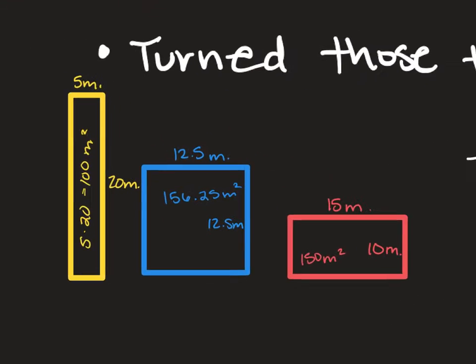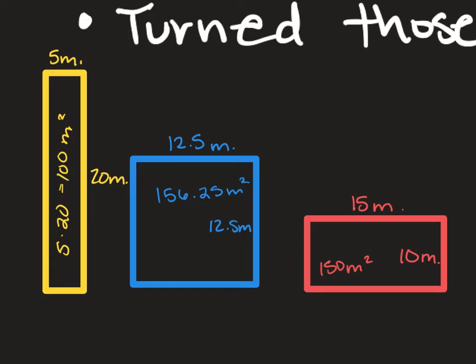Then y'all took a turn into fence land, where we were 5 meters and 20, 12 and 12, 15 and 10. All 3 of these rectangles have exactly the same perimeter, meaning distance around the outside. 15 plus 10 plus 15 plus 10 is 50. Same thing here, you'd get 50. Same thing here, you'd get 50. But the areas ended up being different.